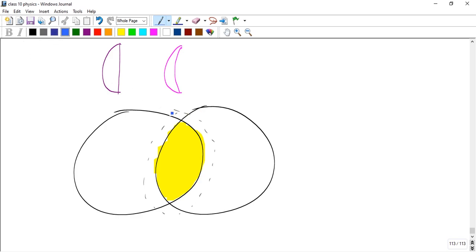It looks like a convex lens. Another name of convex lens is converging lens. Why it is called a converging lens, we will discuss later, not here.